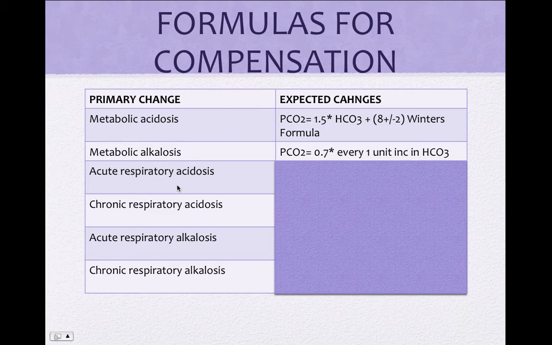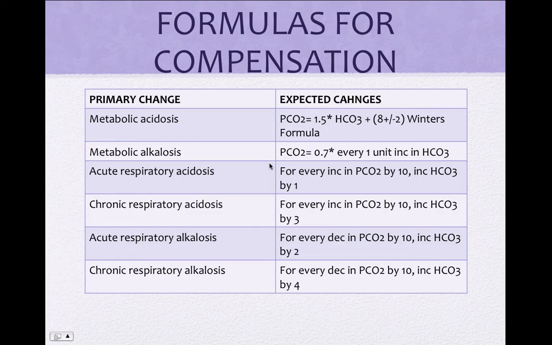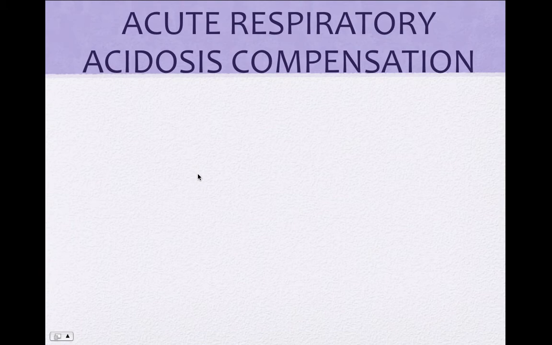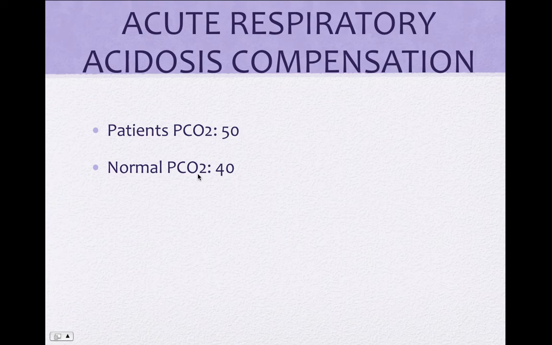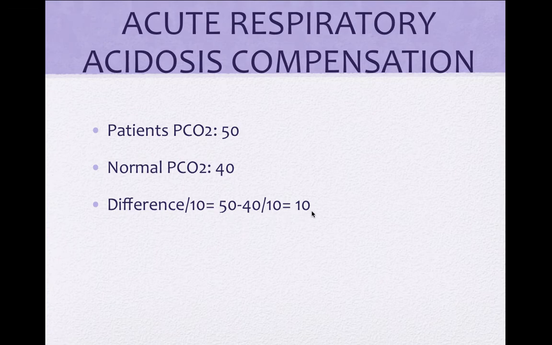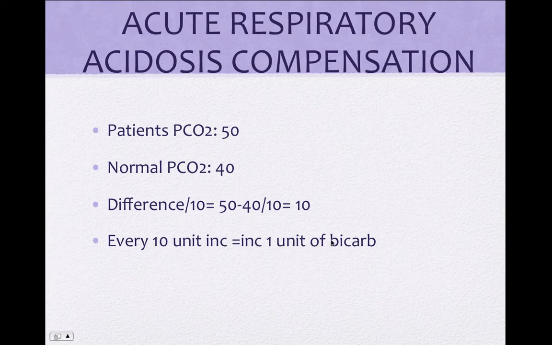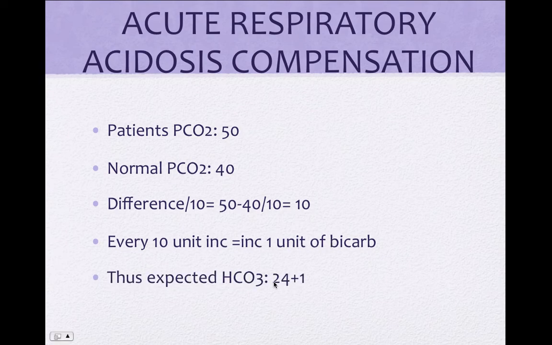Okay, with the respiratory causes, the process of using the formula is similar. So I'll just be giving one example. These are the formulas and I'll be using acute respiratory acidosis as an example. Let's say your patient's PCO2 is 50 and we know that the normal PCO2 is 40. So the difference is 10, and as the formula says, with every 10 unit increase, you add 1 unit of bicarb to normal. So the normal value is 24, you add 1 unit and you get 25. So your patient's bicarb should be 25.